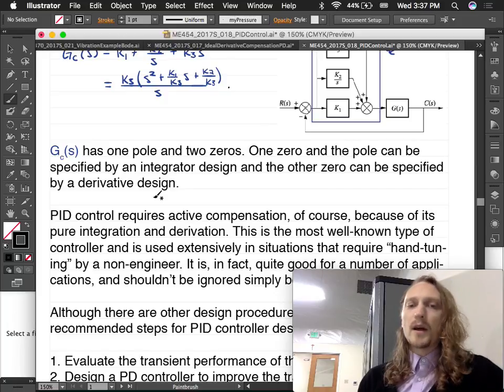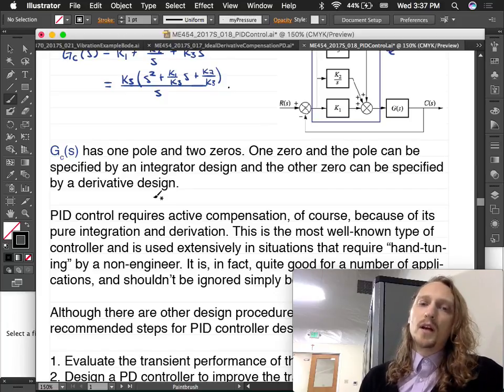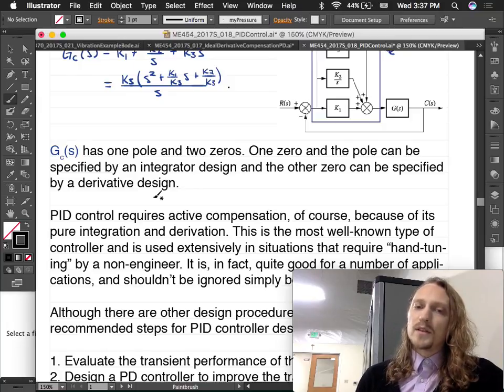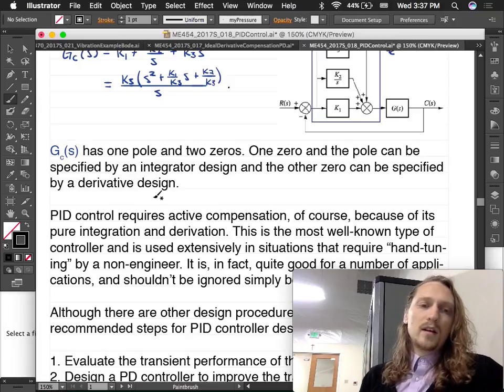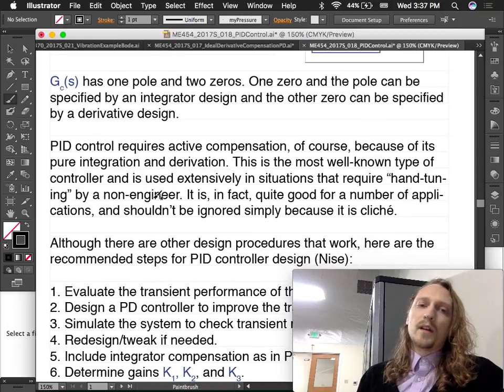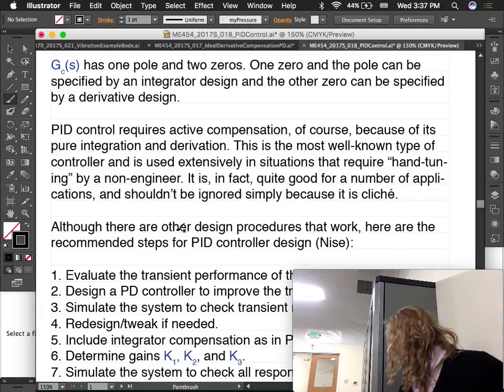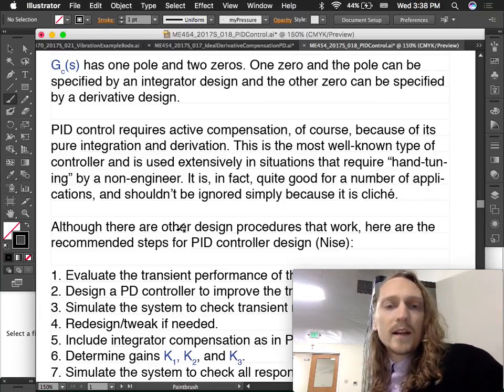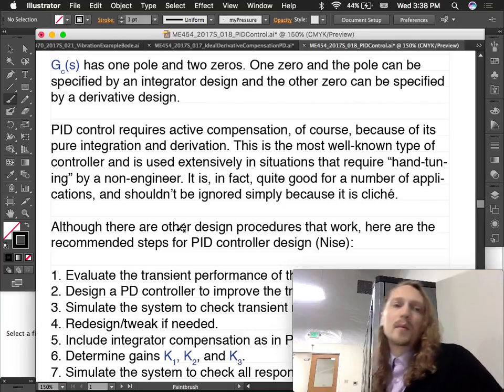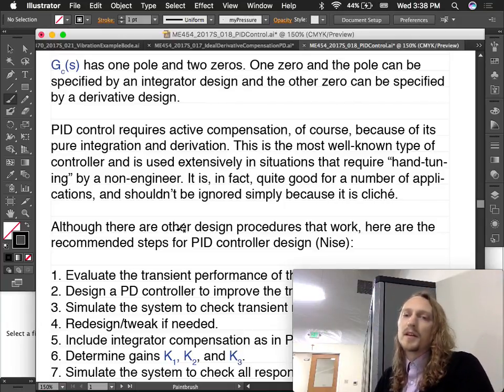PID control requires active compensation, of course, because of its pure integration and differentiation. This is the most well-known type of controller and is used extensively in situations that require hand-tuning by a non-engineer, or even by an engineer, but not a controls person. It is in fact quite good for a number of applications and shouldn't be ignored simply because it is sort of cliche to always use PID.